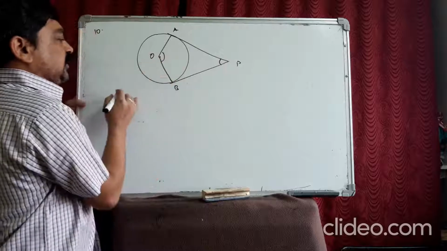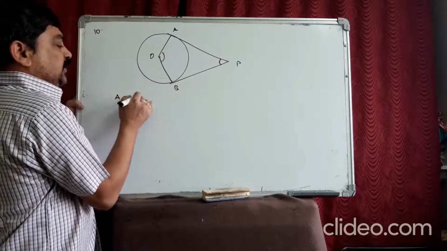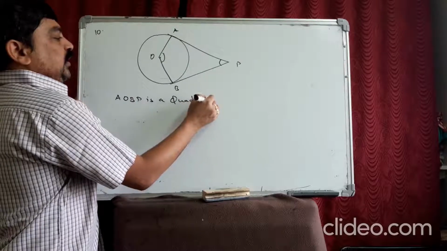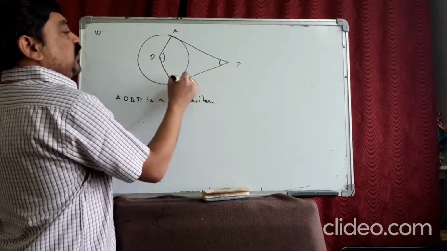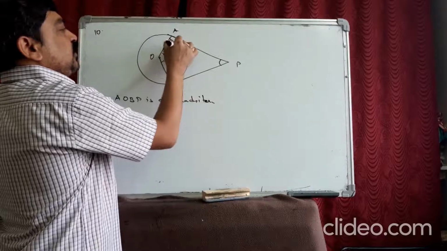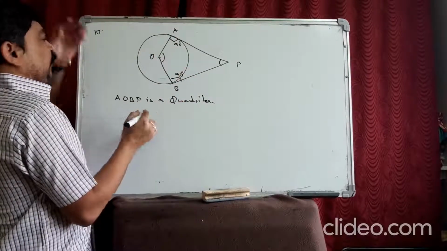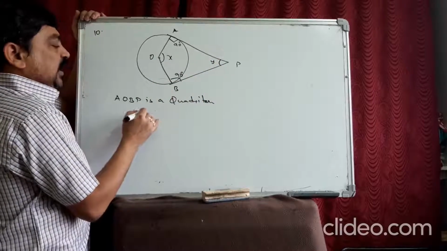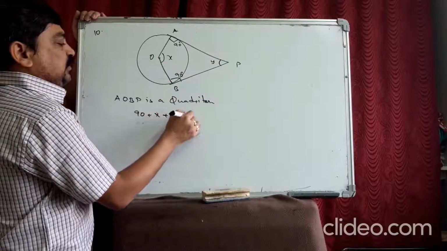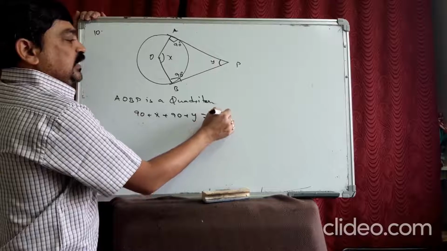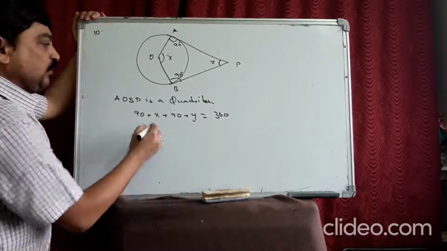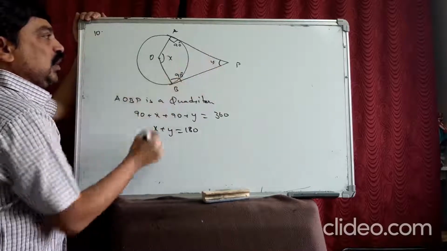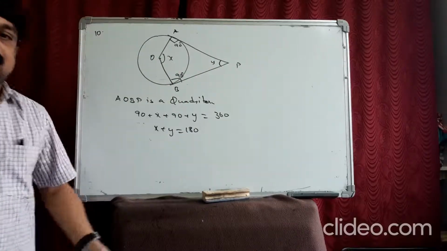Clearly, see, AOBP is a quadrilateral. And also we know that this is 90, this is also 90. So in a quadrilateral, what happens? Let us take this as x and this as y. 90 plus x plus 90 plus y is equal to 360, the sum of the angles in a quadrilateral. So x plus y will be equal to 180. Therefore, these two are supplementary. That's it.